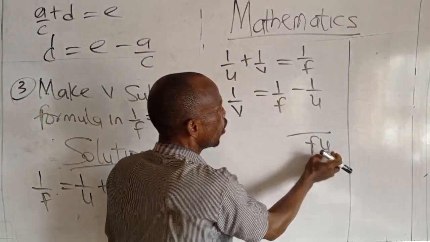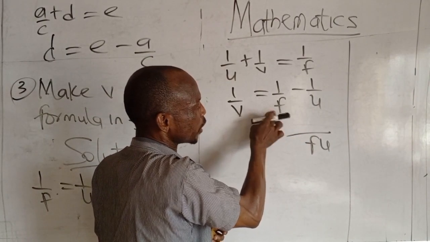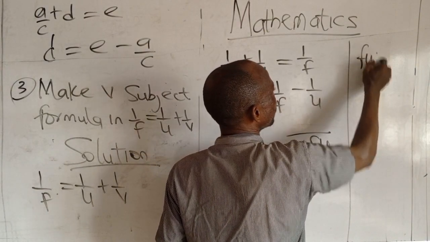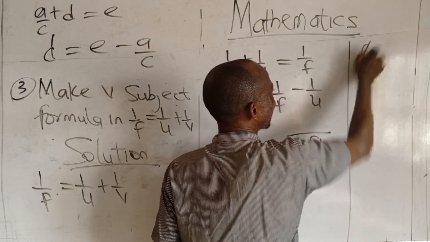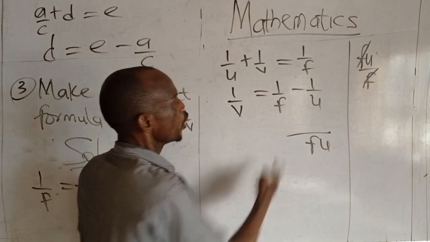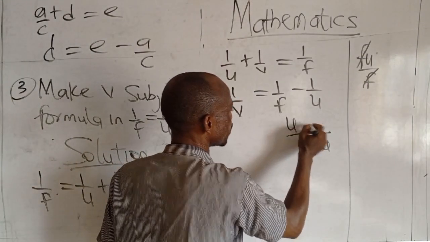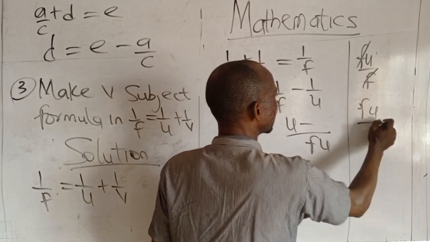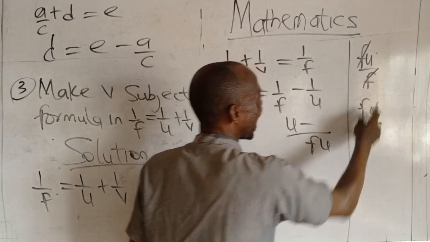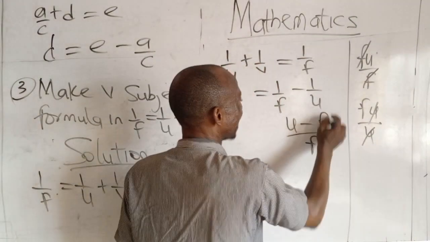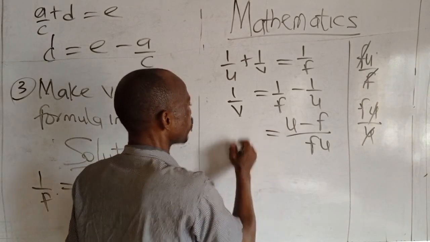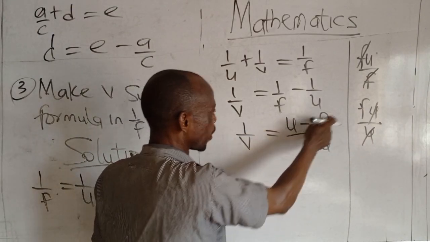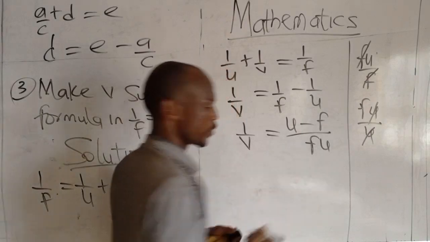Our FU, we are dividing it with what? Our F. So when we say FU divided by F, F cancels, we now have what? U. U times 1 gives us what? U. Minus, when FU is divided by U, what do we have? We have F left. Times 1 gives us what? F. So we now have 1 over V is equal to U minus F over FU.